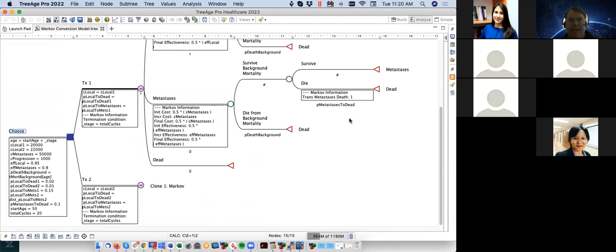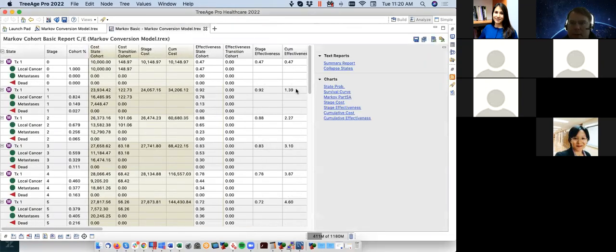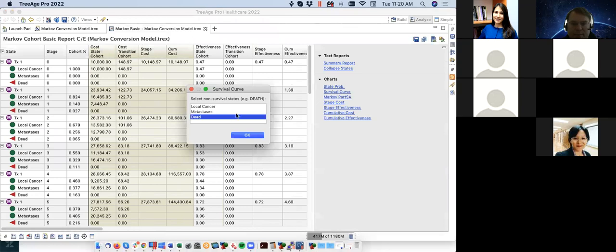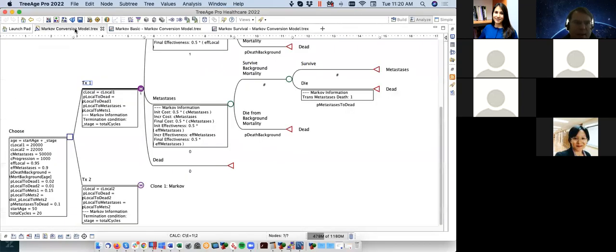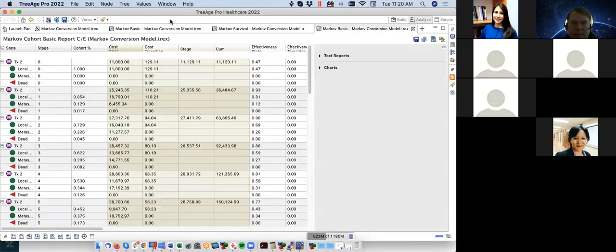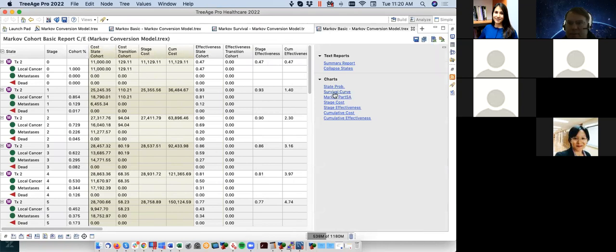And the idea here is, yeah, I can generate cohort analysis, right? I'll do my cohort analysis, and I can get, let's say, a survival curve for the first strategy. And I could do the same thing for the second strategy, right? Generate the cohort analysis, generate a survival curve, right?